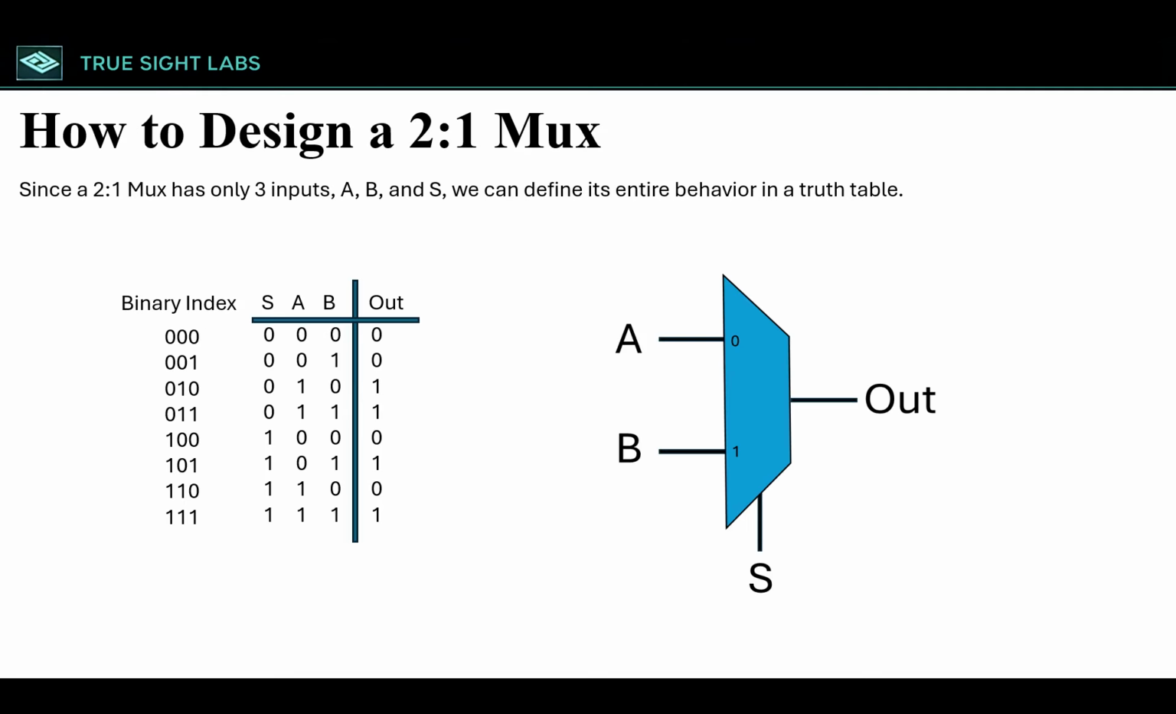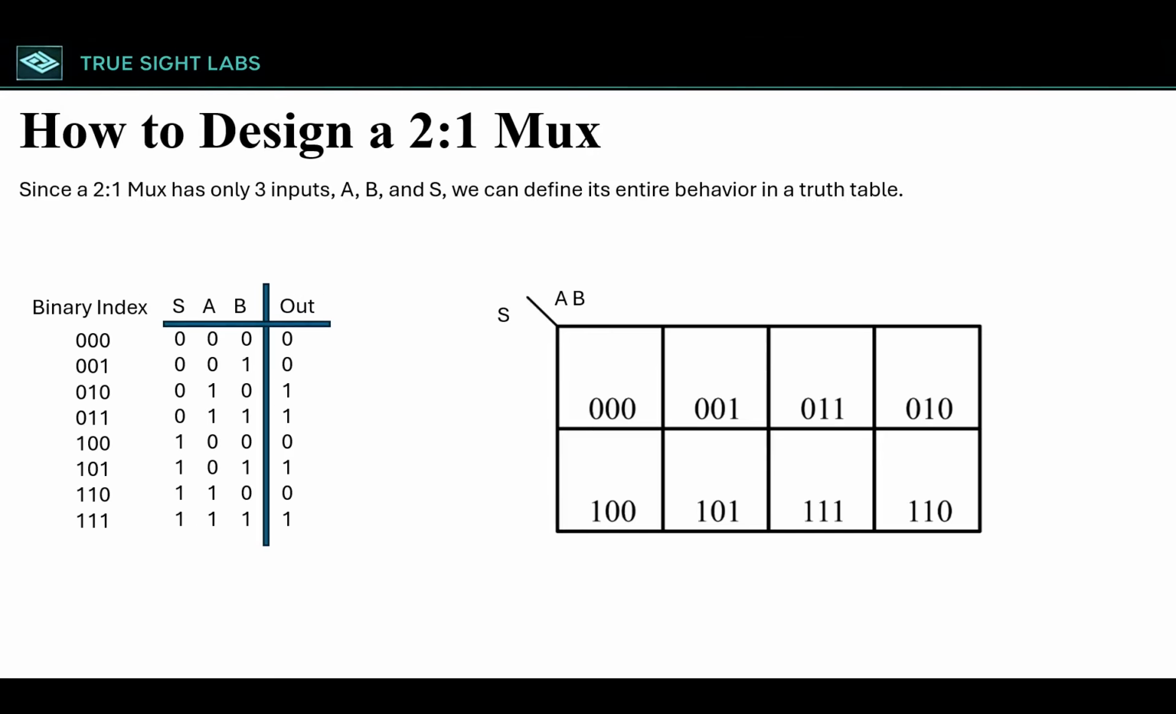So now that you know how a 2-to-1 MUX behaves, how do we actually design it? Well, the first step is to define its truth table. Since a 2-to-1 MUX has 3 inputs, A, B, and S, there are 8 possible input combinations. So we list all 8 cases, and for each one we write down the correct output. When you work through those 8 cases, you end up with the truth table shown here.